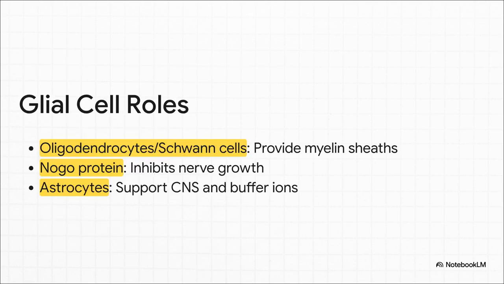And you know, it's not just about the neurons. We have to talk about glial cells. They're the critical support staff. For example, oligodendrocytes in the central nervous system provide that myelin for saltatory conduction. Fun fact, their membranes also contain a protein called NOGO that actually inhibits nerve growth. And then you have astrocytes, which support the whole system and buffer the ion concentrations outside the cells, making sure everything is just right for the neurons to work properly.